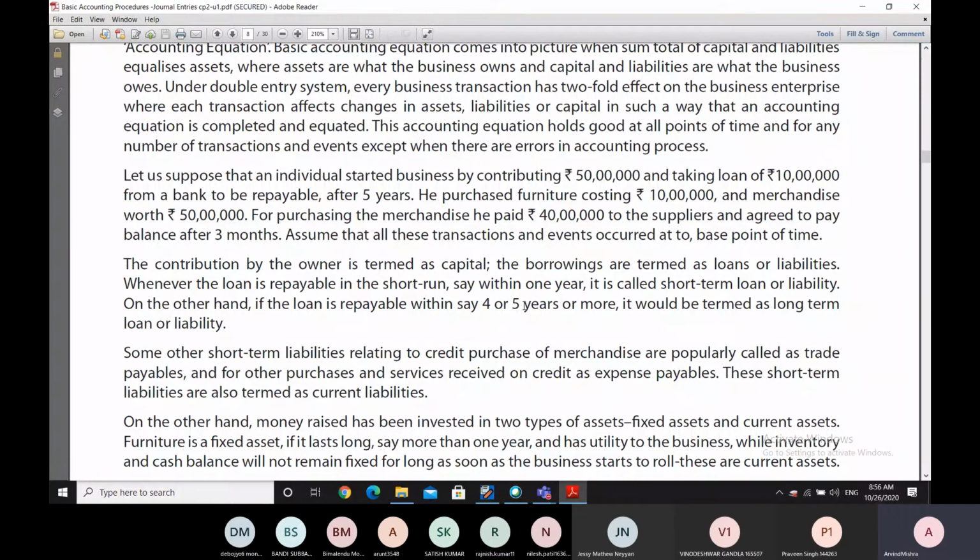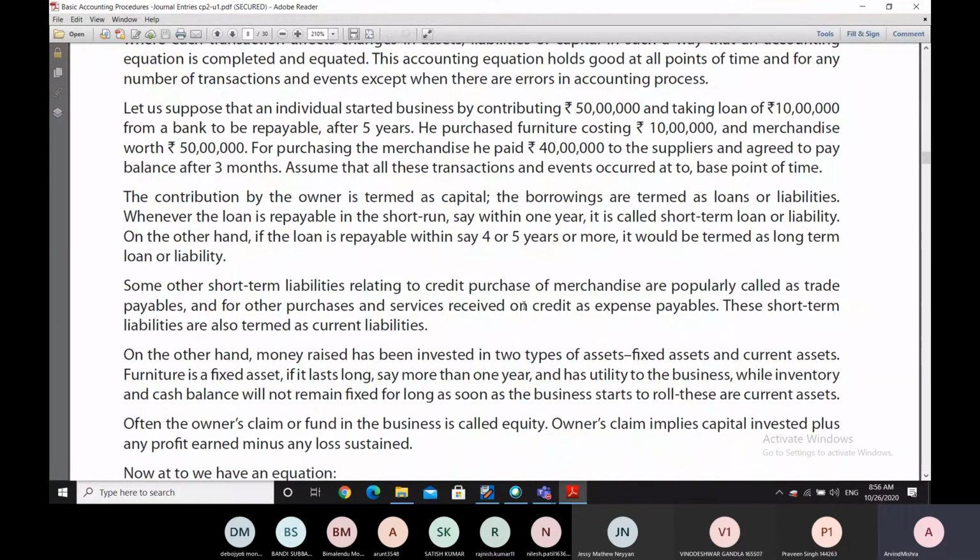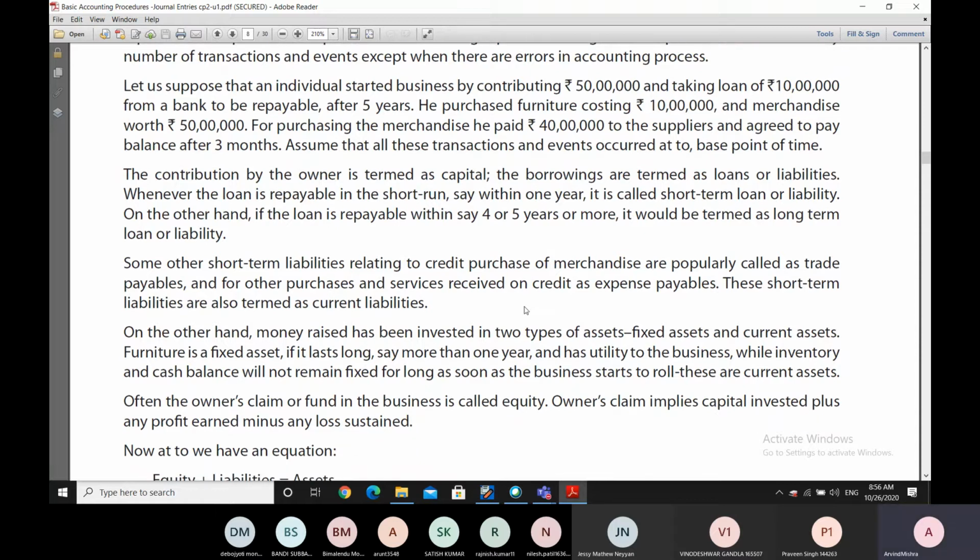Now, the contribution by the owner is known as capital. The borrowings that he has made are known as loans or liabilities. And whenever a loan is repayable in short run or in a short period of time, say within a year, it is called a short-term loan or a short-term liability. On the other hand, if the loan will be repayable within, say, 4 to 5 years or more, it will be called a long-term liability or a long period liability.